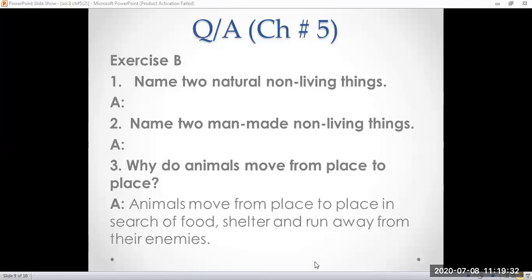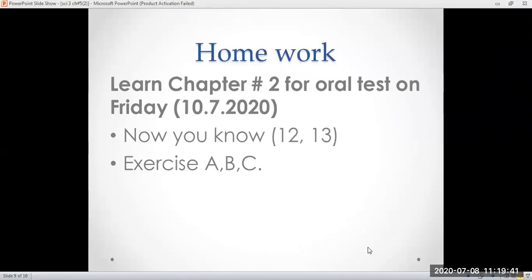So students, now I am moving forward to your homework. Here is your homework. On Friday, as we are having the third lecture on Friday, you are having an oral test, like we did the oral test of chapter number 1.